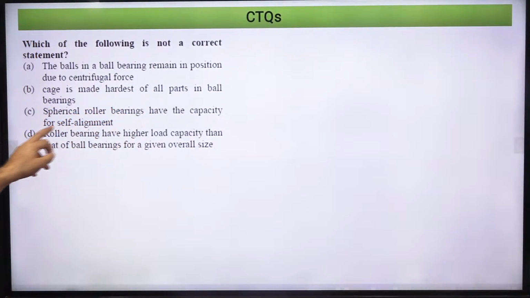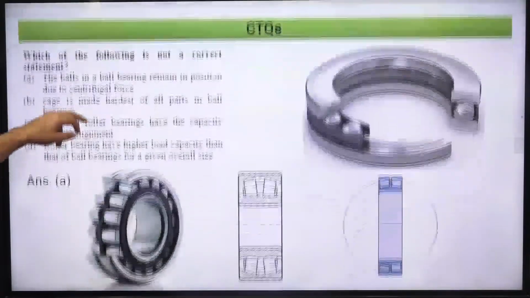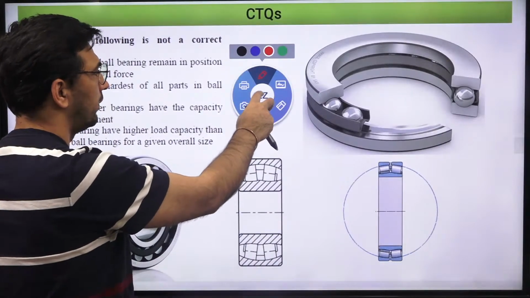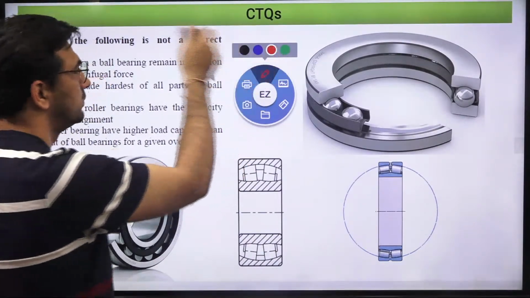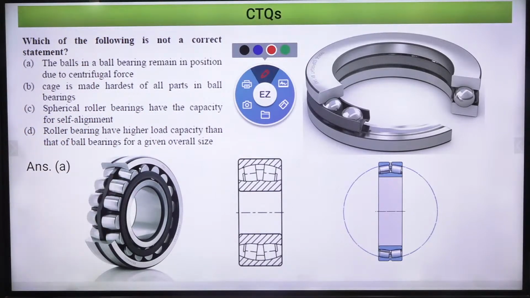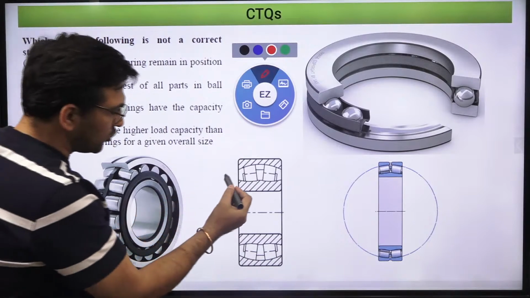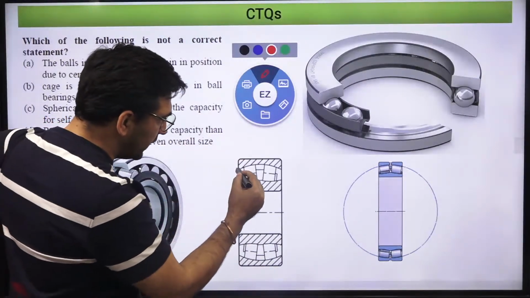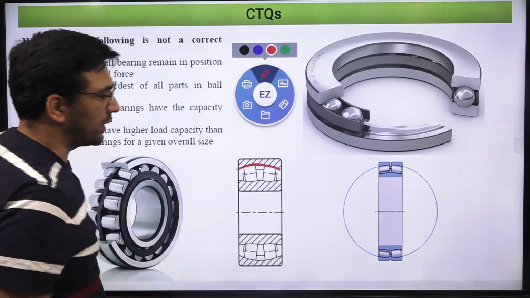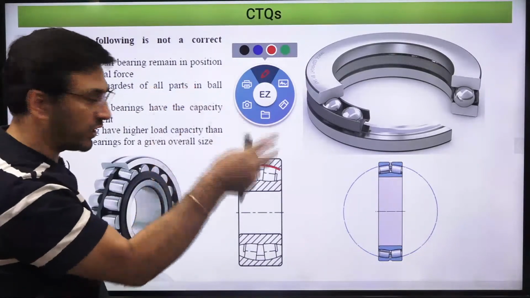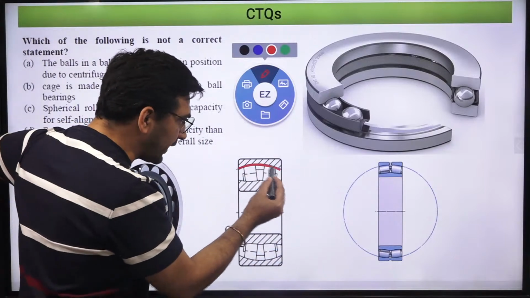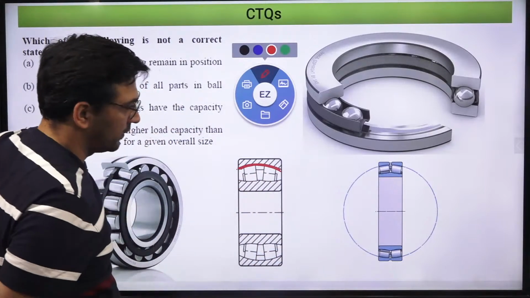Spherical roller bearings have the capacity for self alignment. Okay, I will show you over here. Just see. Spherical roller bearings have capacity for self alignment. So I hope you know, in case of spherical roller bearings, what we do is the outer race is made this way. For example, it is a double spherical roller bearing. You could have a single also, but the outer race is made this way, right?